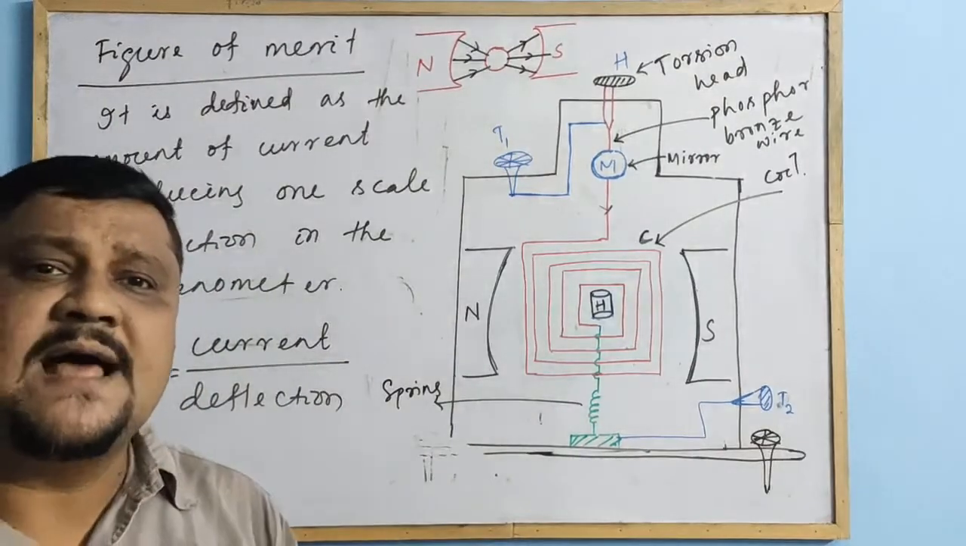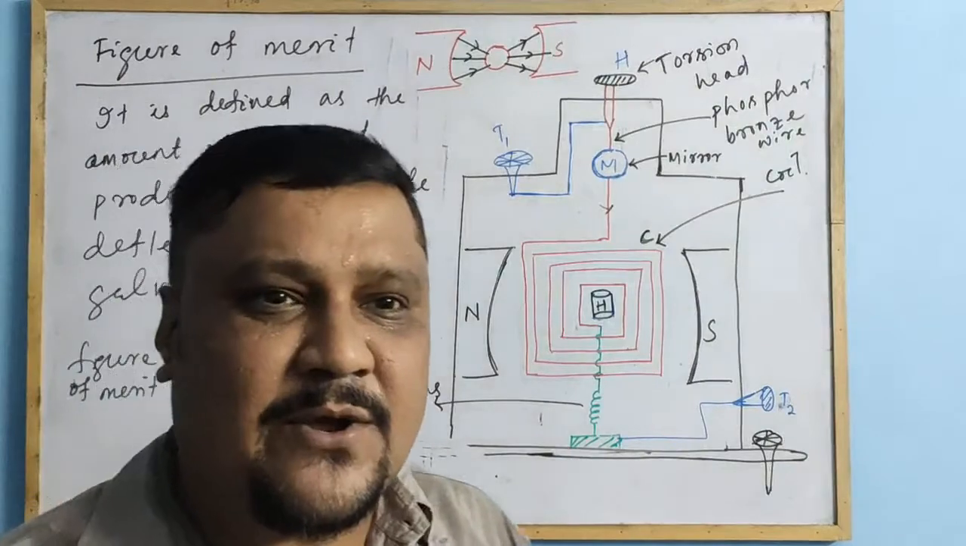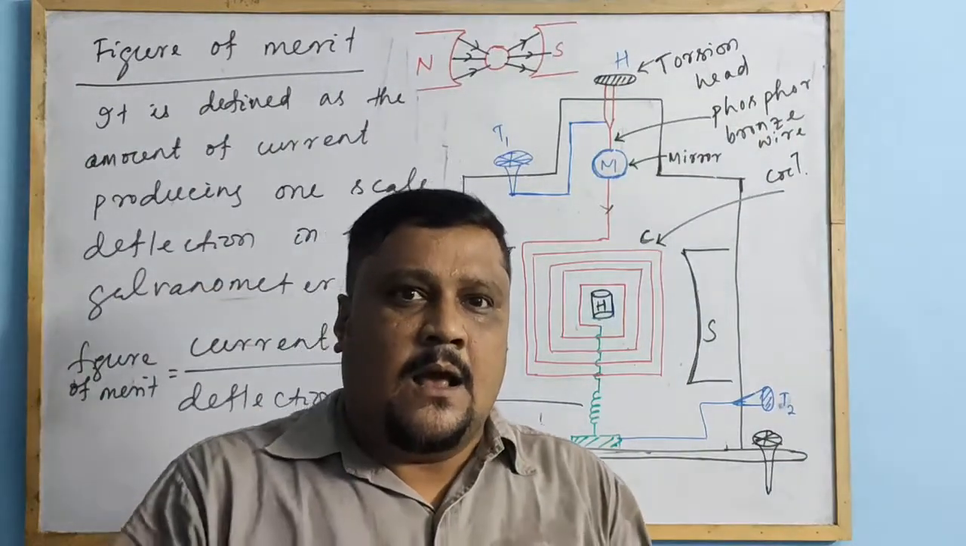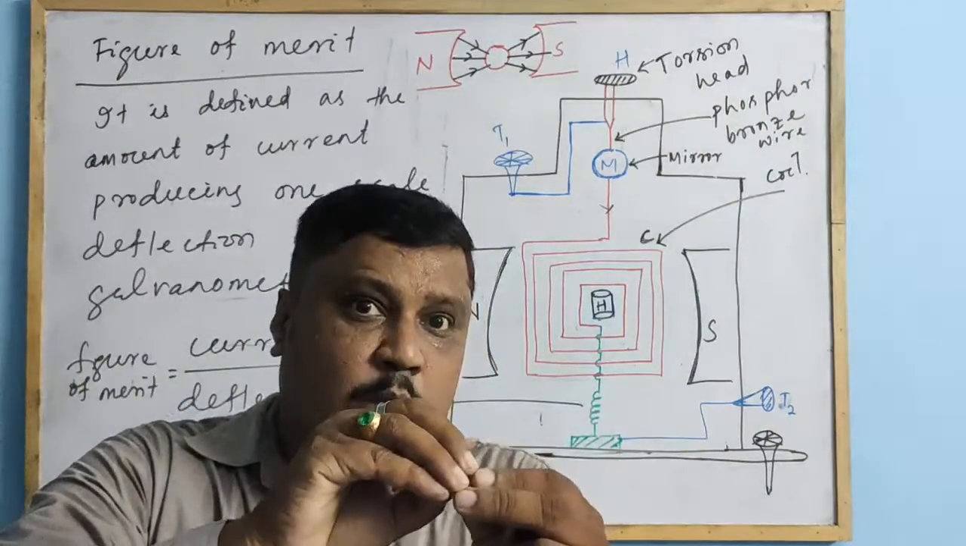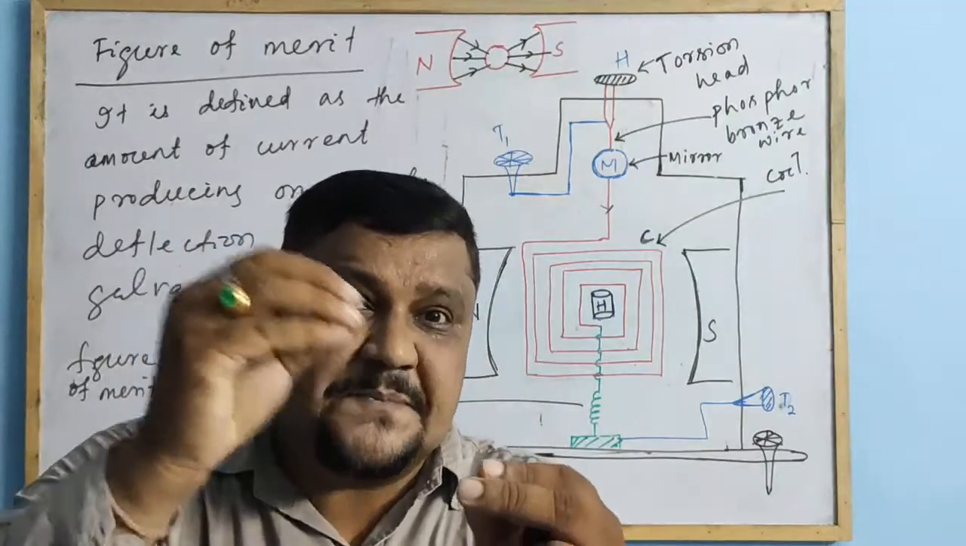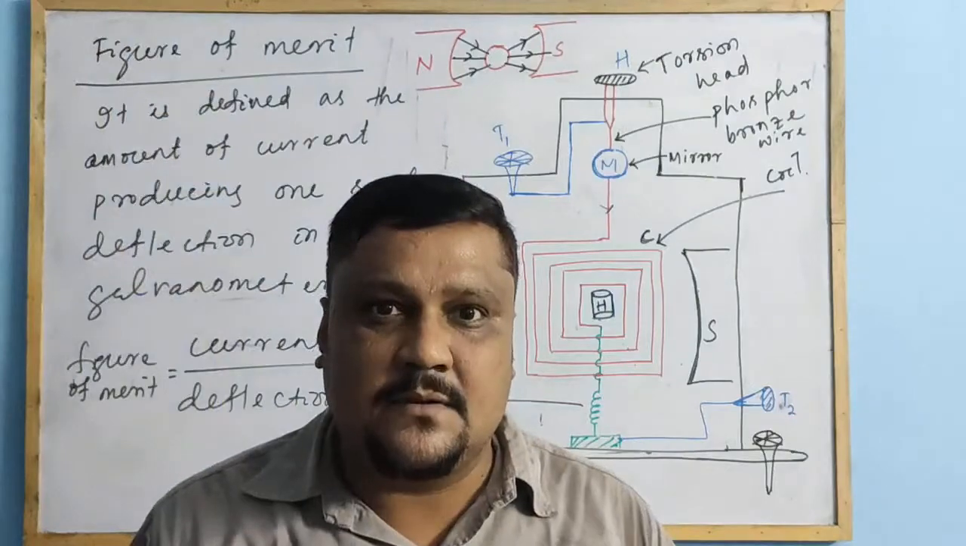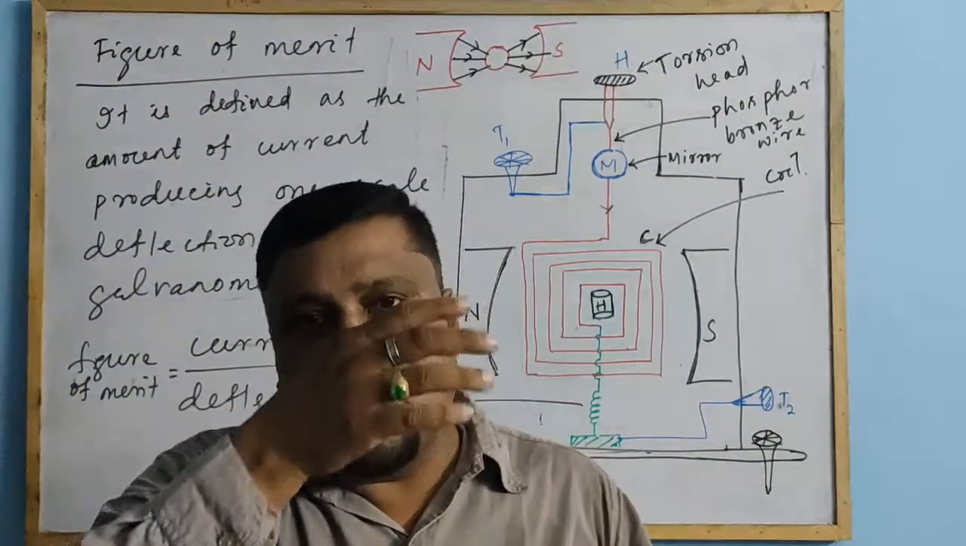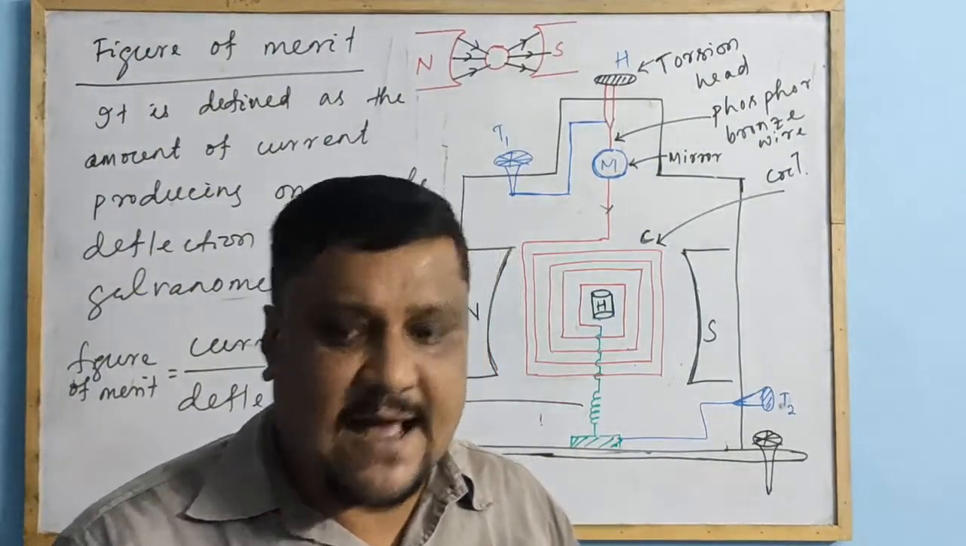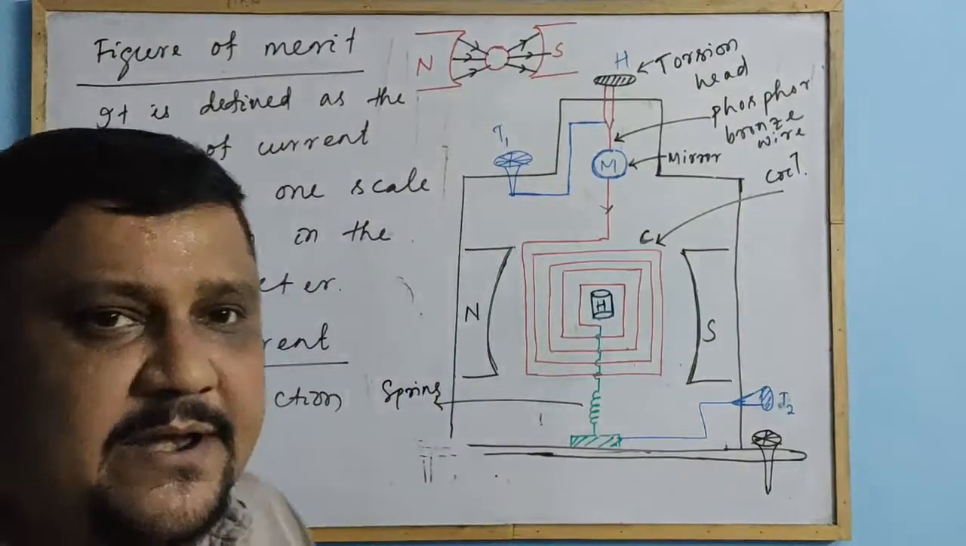Next, we will go to the sensitivity of the galvanometer. Sensitivity means that with a small current it will show a deflection. If the galvanometer shows more deflection, it is more sensitive. That is called the sensitivity of the galvanometer.